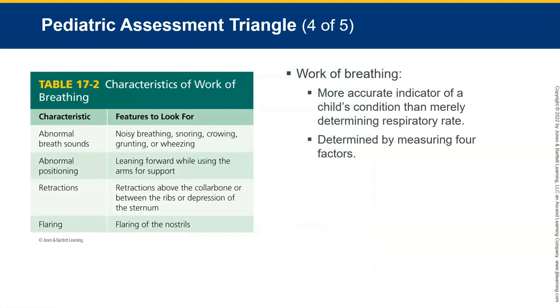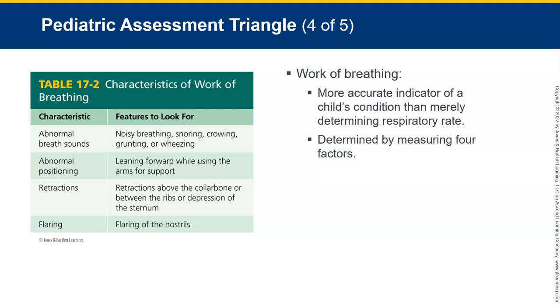So now we move on to breathing, characteristics of the work of breathing. Assessing work of breathing is a more accurate indicator of a child's condition than merely determining just their rate of respiration. So just because they're breathing 22 times doesn't really mean a lot. What we're looking at is their work of breathing. Are they struggling, are we hearing weird sounds, and all of that.